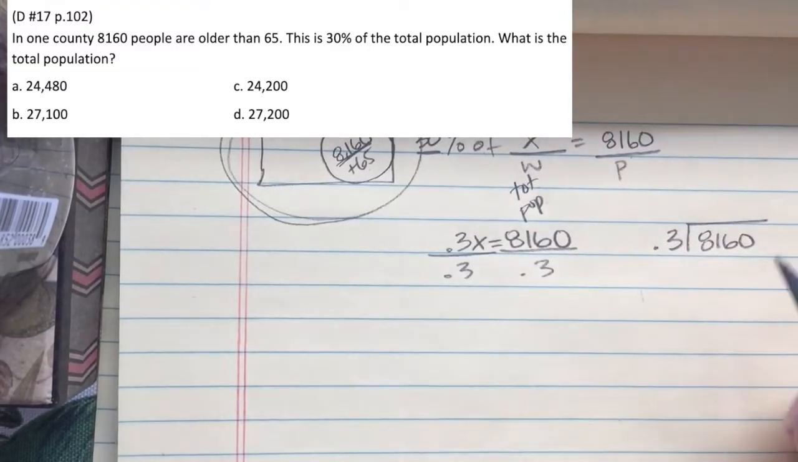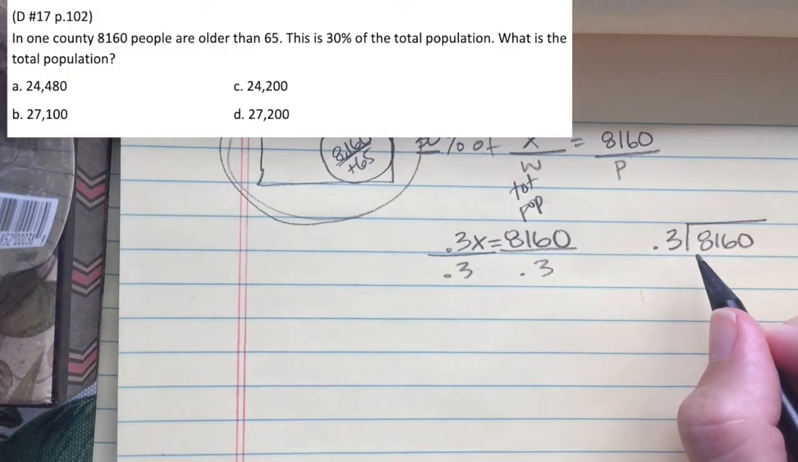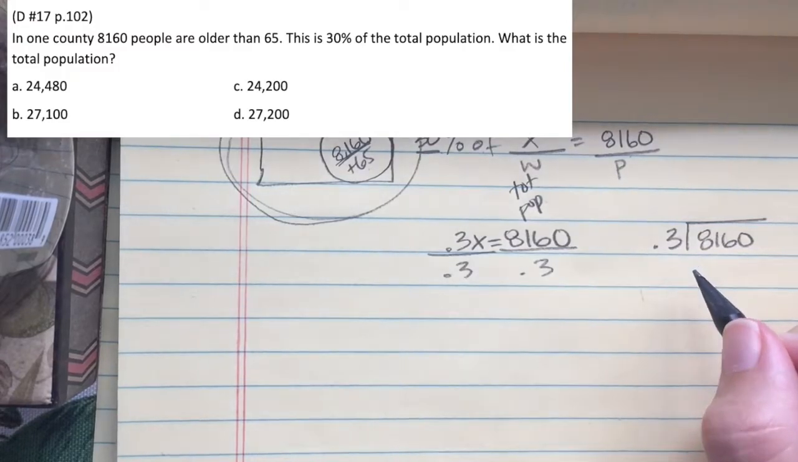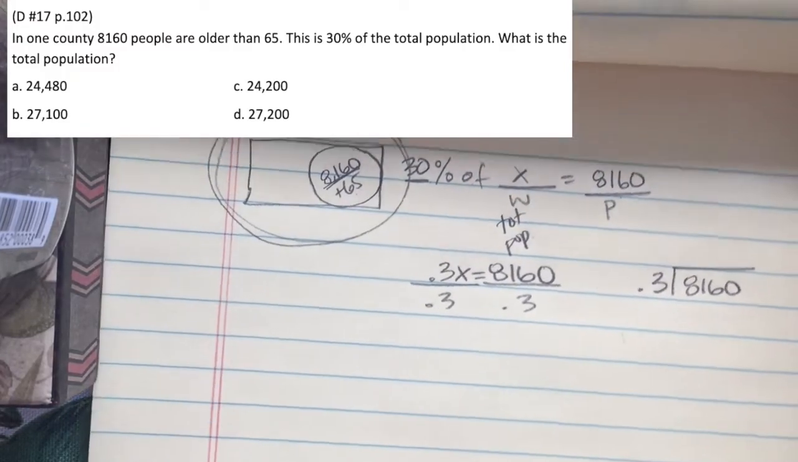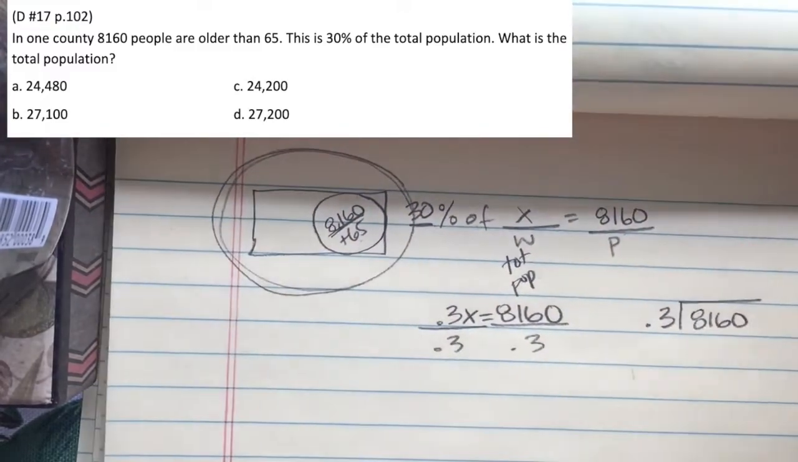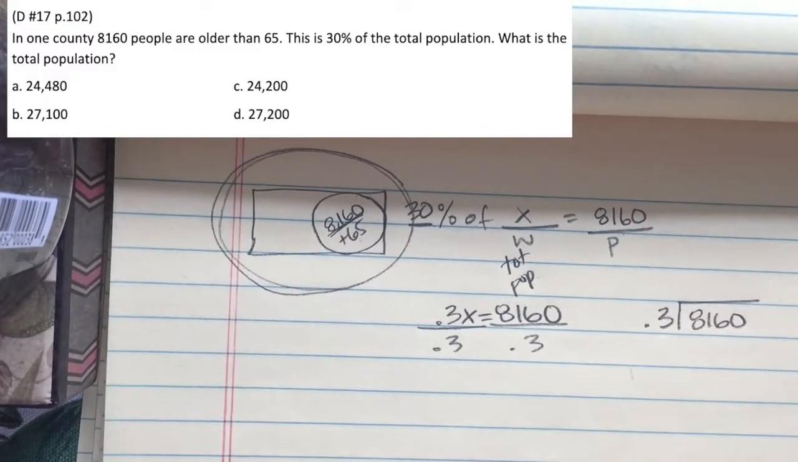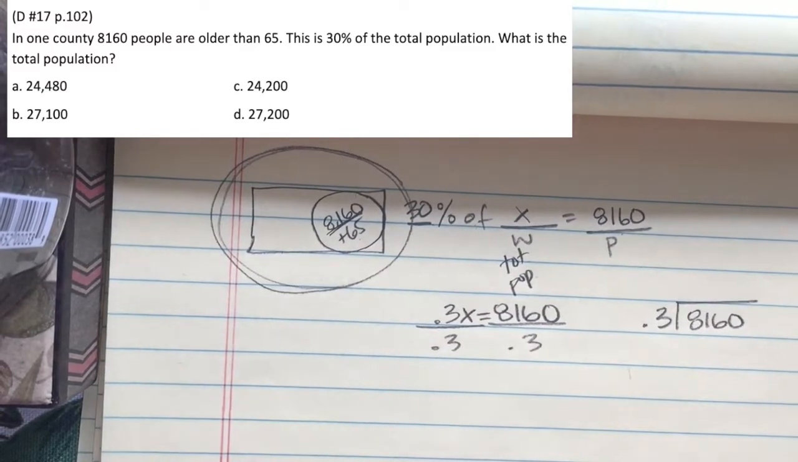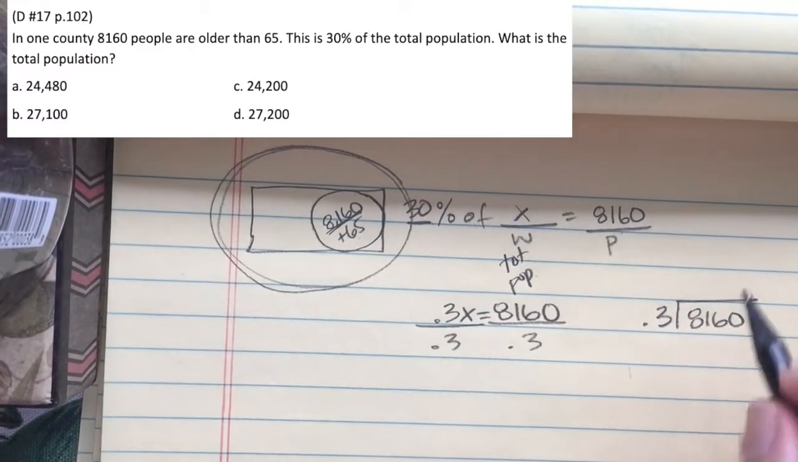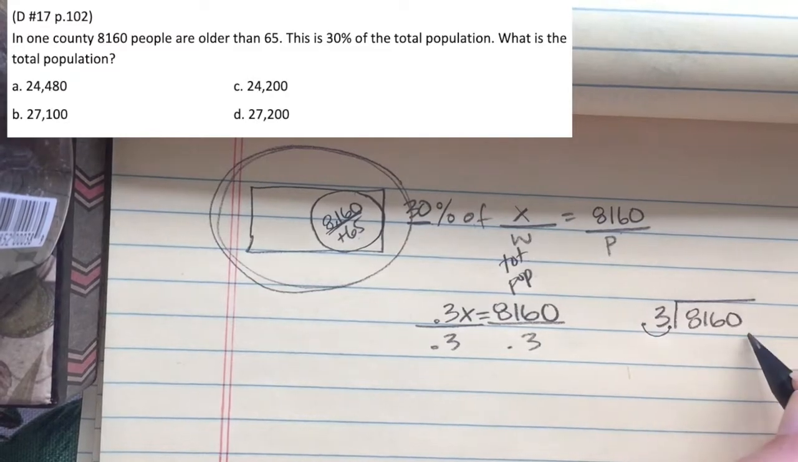Okay, now I'm going to give you a little trick here. If you look at your answers, you can see that all of our answers begin with 2. 2 out of the 4 answers have the second digit of 4, and 2 out of the 4 have the second digit of 7. Use these numbers to your advantage to try to lessen the amount of work that you have to do, okay? So I'm just going to move my decimal.